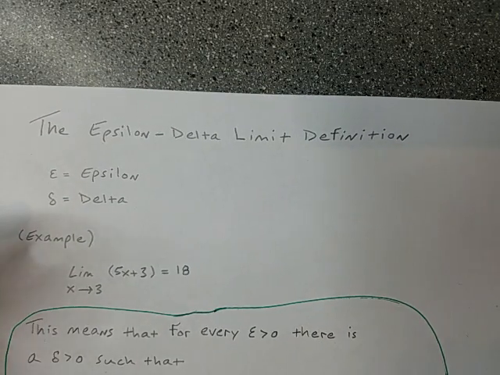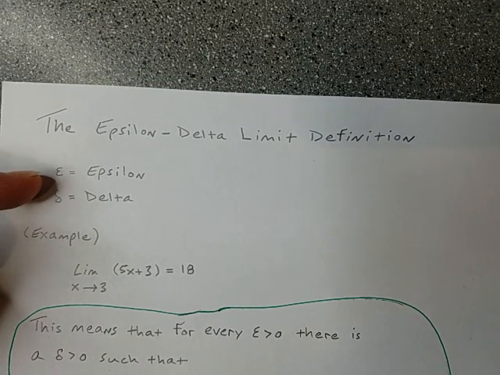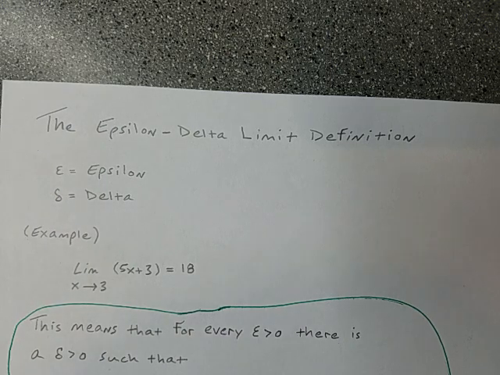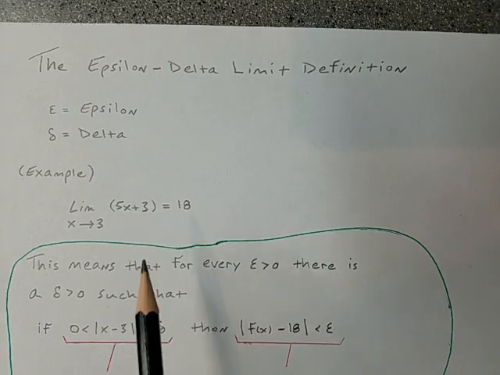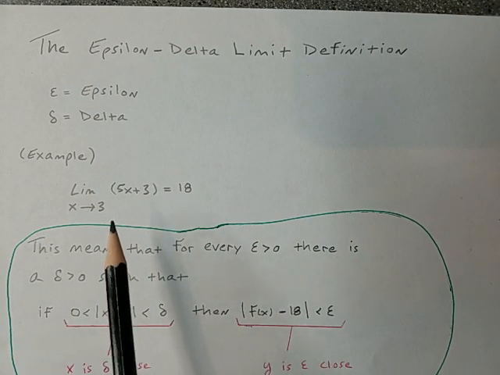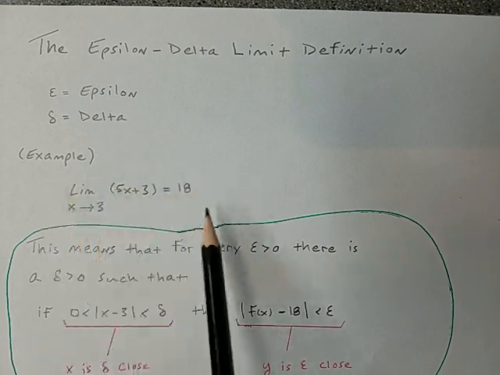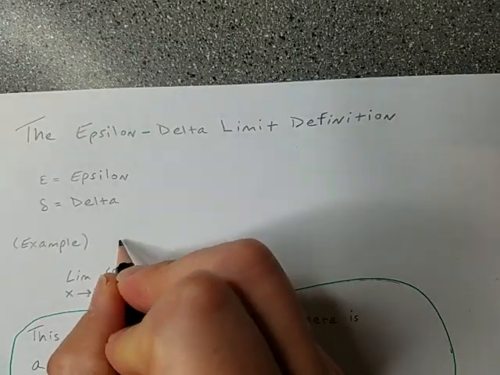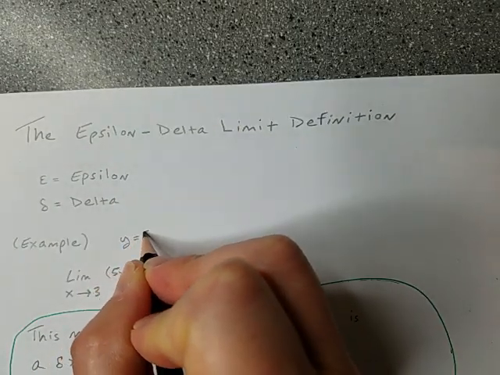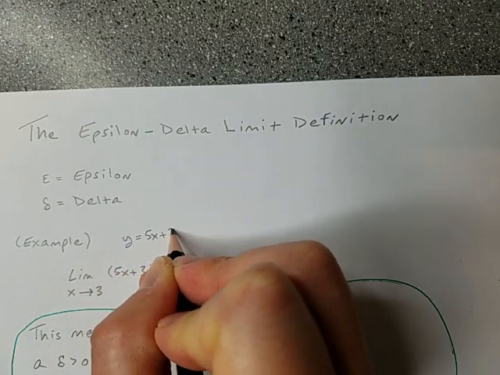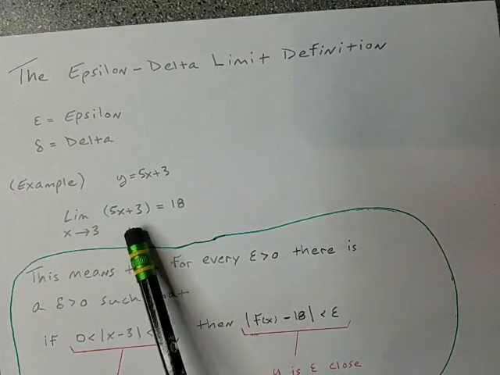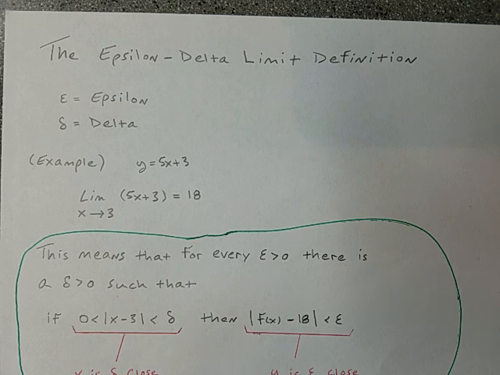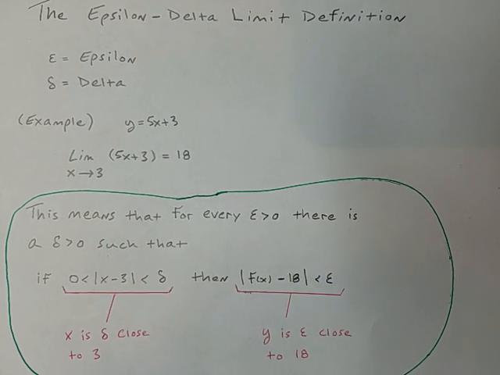So the epsilon-delta limit definition. There's the Greek letter epsilon, and here's the Greek letter delta. And what's the real meaning of this statement? Say I give you this function, y is equal to 5x plus 3, and I say the limit as x goes to 3 of 5x plus 3 is 18. Say we can do that limit. Now, here's what that means.